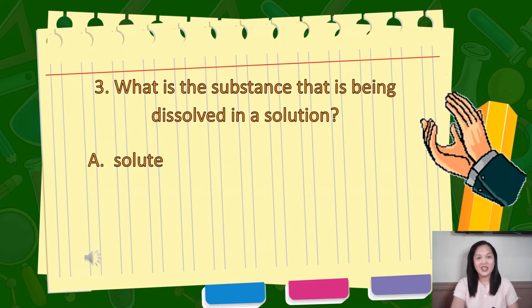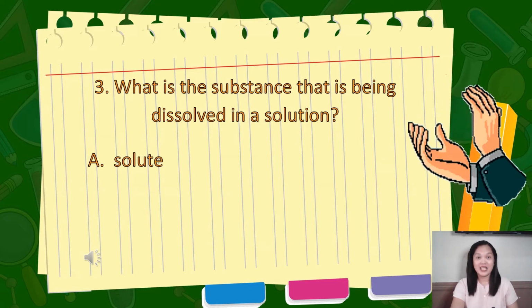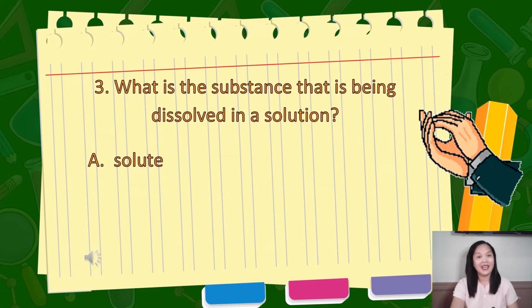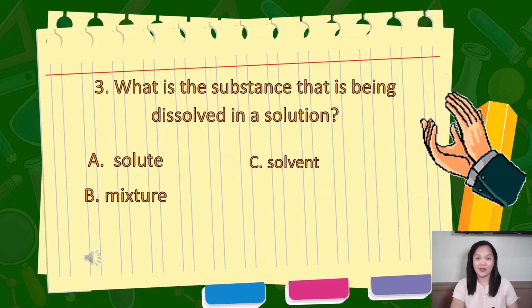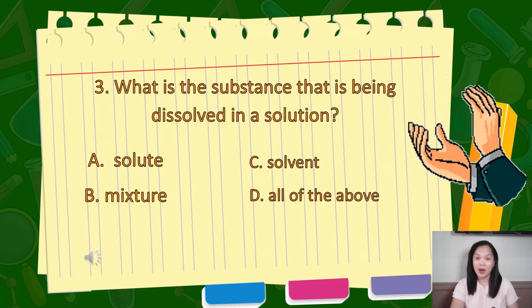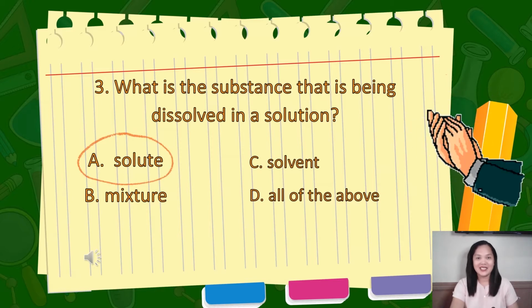Number 3. What is the substance that is being dissolved in a solution? A. Solute, B. Mixture, C. Solvent, D. All of the above? The answer? A. Solute.